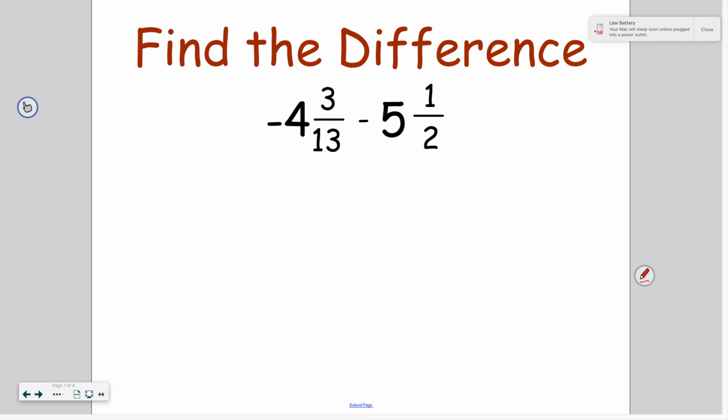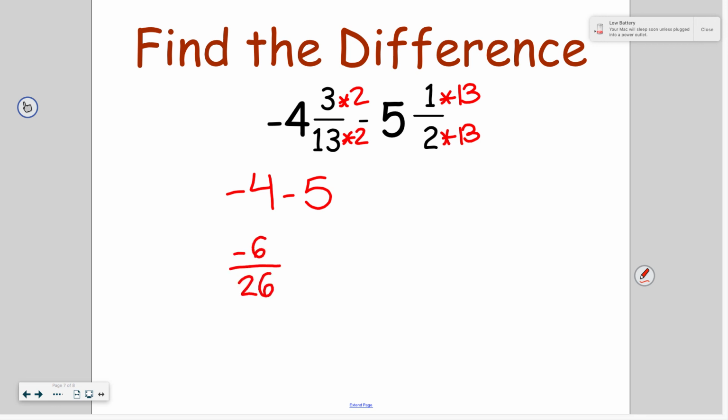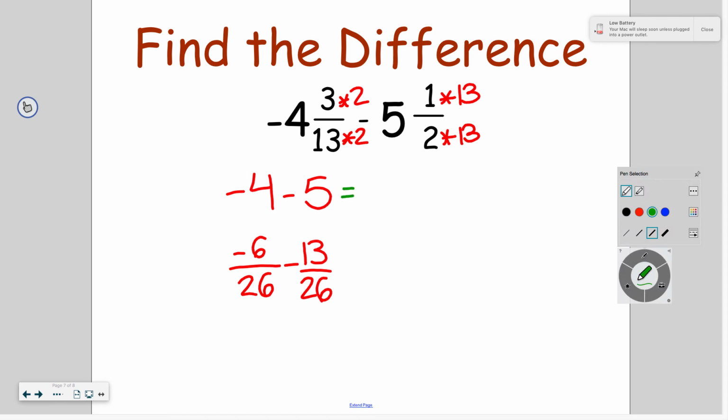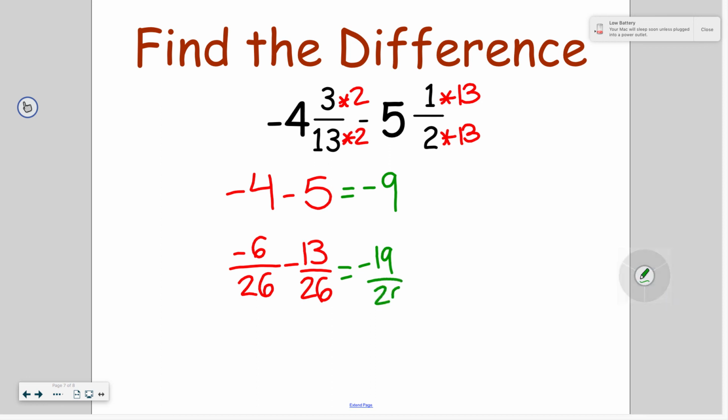Final question we have here. Notice both of them are negative now, so I've got negative 4 minus 5, and then for the fractions 13 and 2, our common denominator is going to be 26. So multiplying by those opposites, since it is a negative fraction, we now have negative 6 over 26 minus 13 over 26. When I do my subtraction, I get negative 9 and negative 19 over 26.